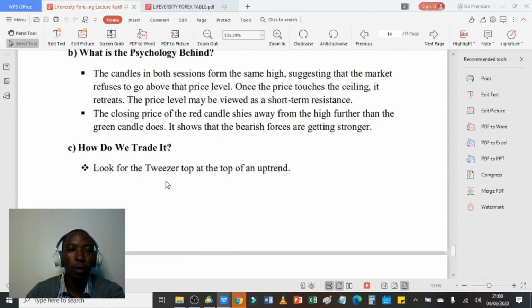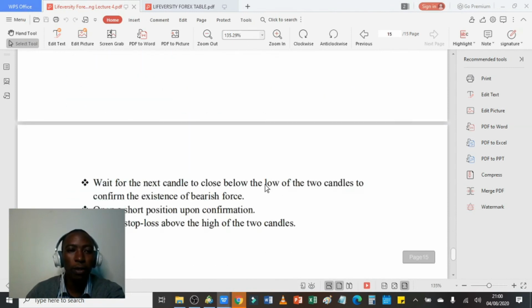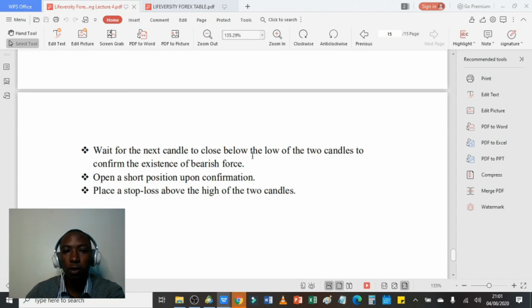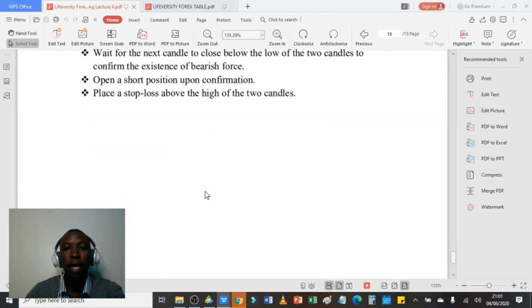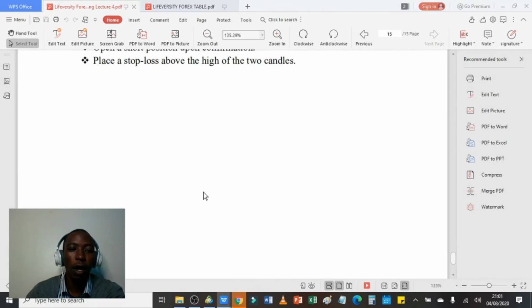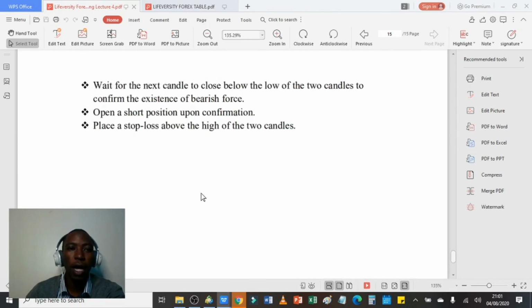How do we trade it? Look for the tweezer top at the top of an uptrend. Wait for the next candle to close below the low of the two candles to confirm the existence of the bearish force. Open a short position upon confirmation. Place a stop loss above the high of the two candles. That is how we trade the tweezer top.